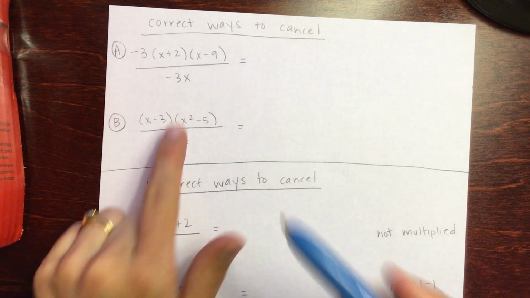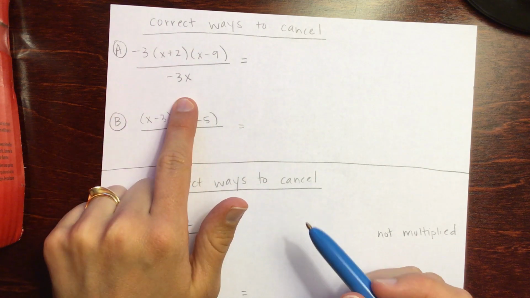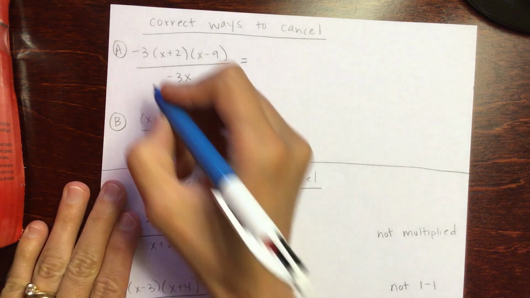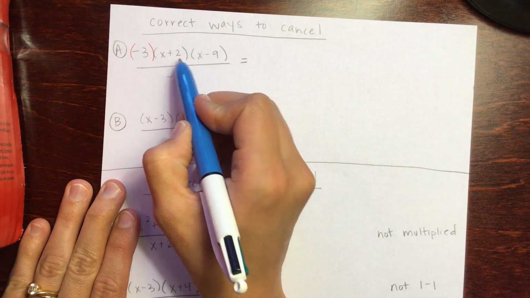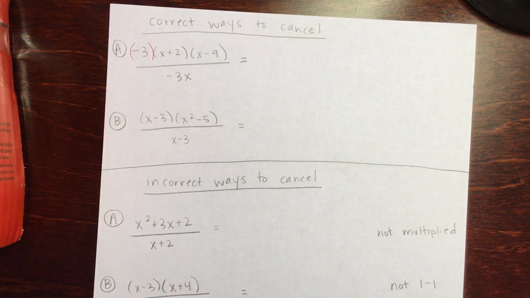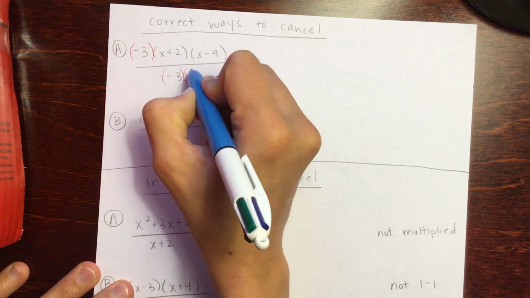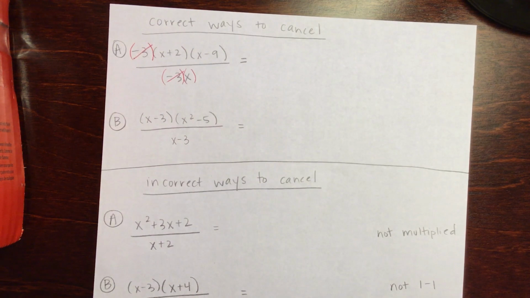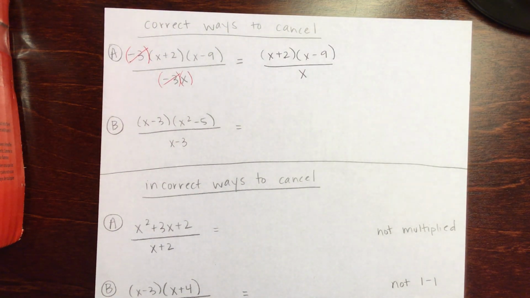Correct ways to cancel. If I wanted to simplify this fraction here, it may help you to write every single term in parentheses. What I mean is this is a -3 times these two factors. -3 is also a factor itself, so I can put it in parentheses. And in the denominator, it's -3x, -3 times x. Technically, this is two separate factors in the bottom. And if you see it that way, it might be a lot clearer how to cancel. You want to cancel an entire set of parentheses, so I can cancel my -3's from the top and the bottom. And that would be my final answer.